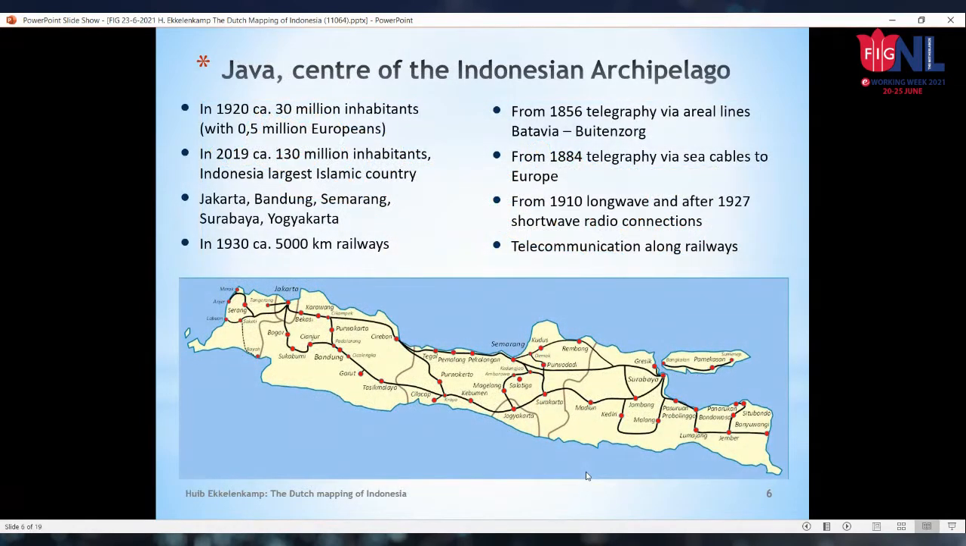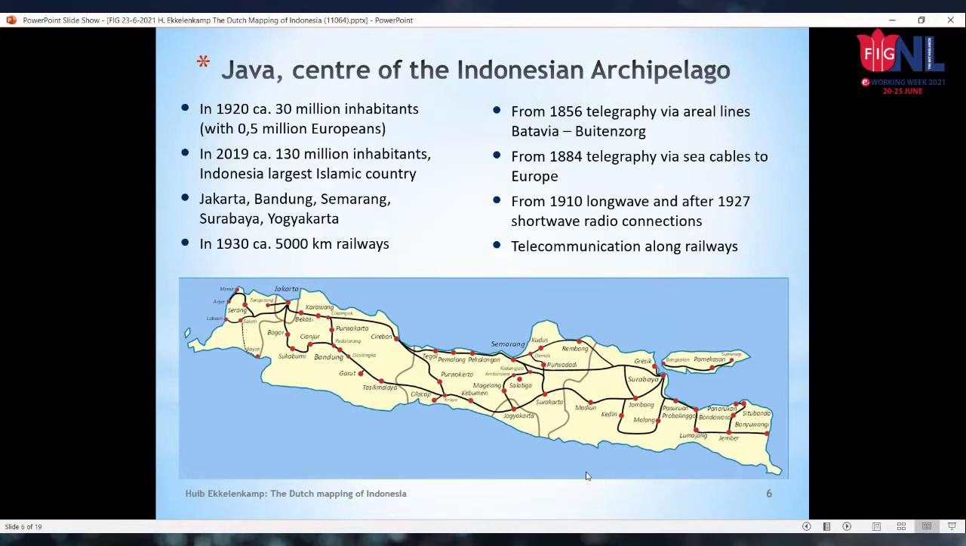A little bit about Java. In 1920, it had 30 million inhabitants with only 500,000 Europeans. But nowadays, it's over 130 million inhabitants, which is half of the Indonesian population. You can read all the details also in my handout, in my paper. It gives you some different maps, so together with this presentation, it should give you a good overview.